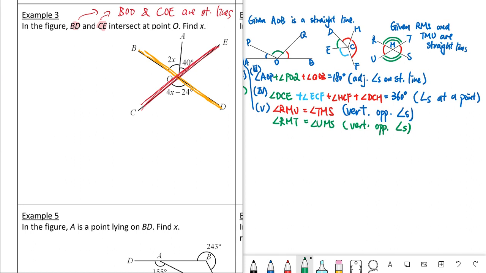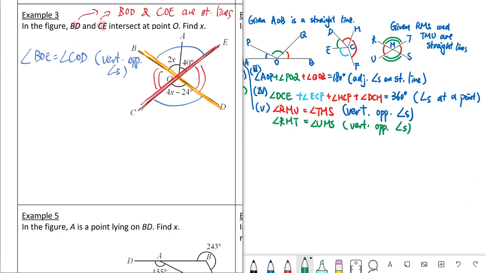Therefore, you have 2 pairs of vertically opposite angles. It means that if you talk about BOC and EOD, then they are of the same size. But of course, this time we are not talking about these 2 angles, since you don't have any value of the 2 angles over here. What we are talking about will be BOE and then COD. Therefore, it is very clear that angle BOE equals angle COD. The reason will be vertically opposite angles.